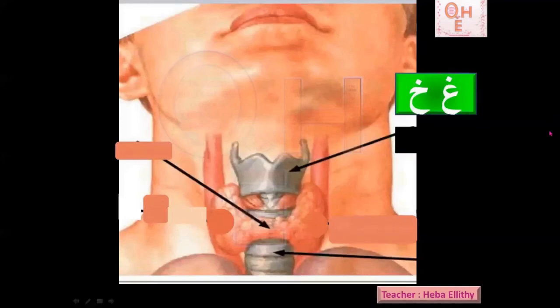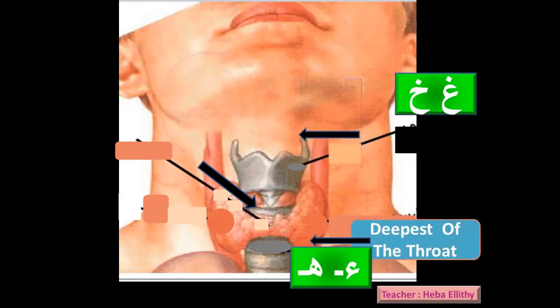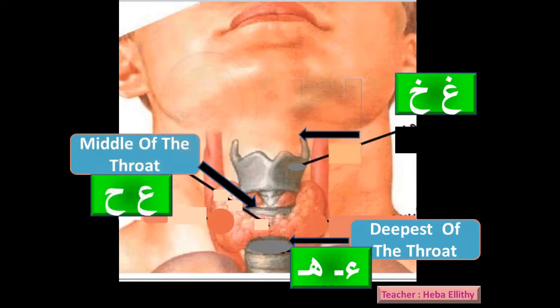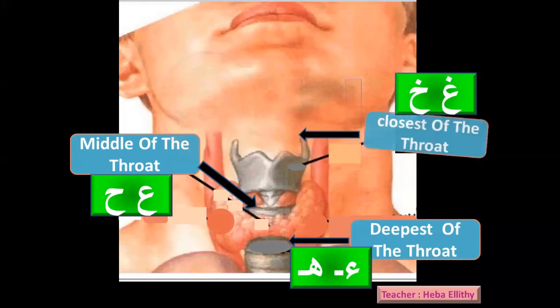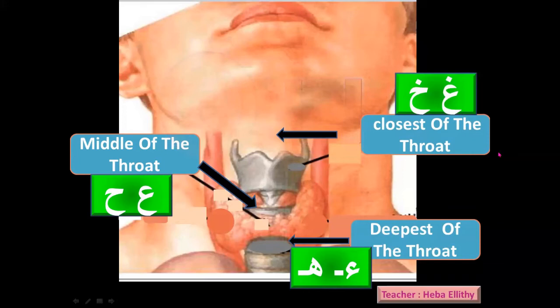If we look at this picture, we will find the deepest part of the throat here, which is the area of Hamza and Haa. This is the V in your neck. If you put your finger a little bit higher, maybe 1.5 or 2 centimeters, this is the area of letters Hamza and Haa. In the exact middle of your neck, you will find the middle part of the throat, the letters Ayn and Haa. Here is the closest part of the throat, أدنى الحلق. So this is أدنى الحلق, this is وسط الحلق, and this is أقصى الحلق.